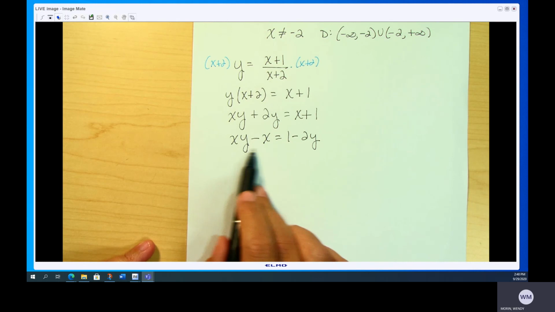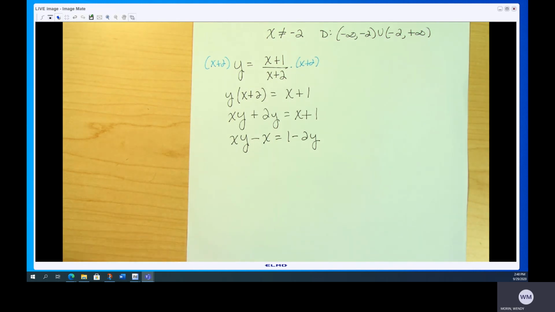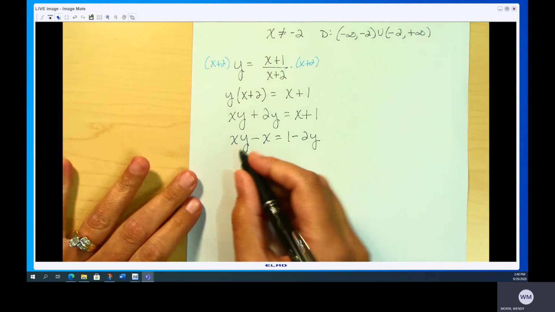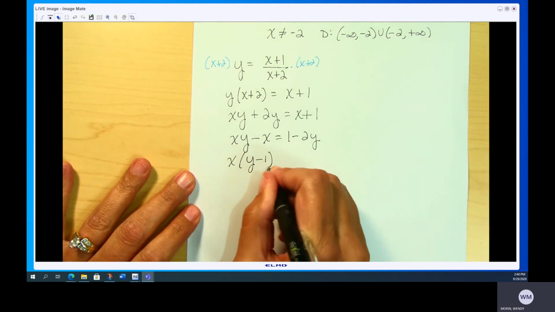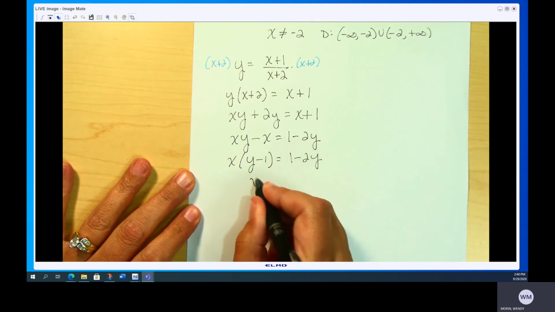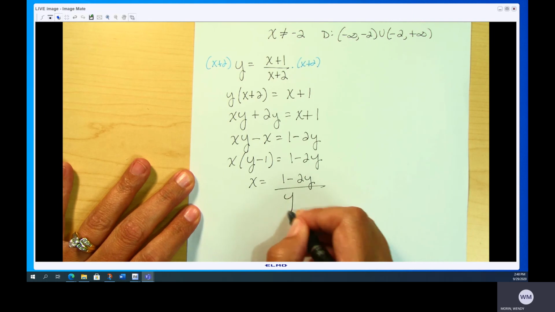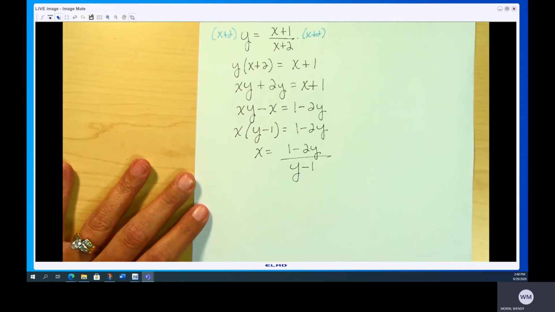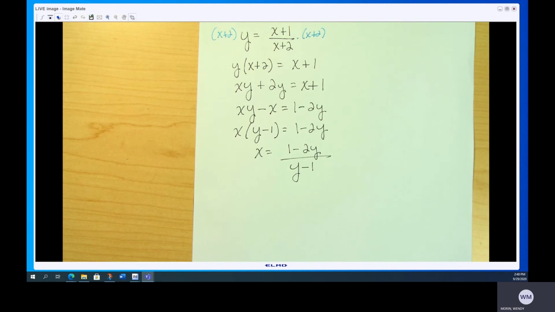Now how do you think we can isolate a single x? Well, you could factor it out, and you get x times (y minus 1) equals 1 minus 2y. To get the x by itself, you divide. So all we did was rearrange the original equation and get x by itself.